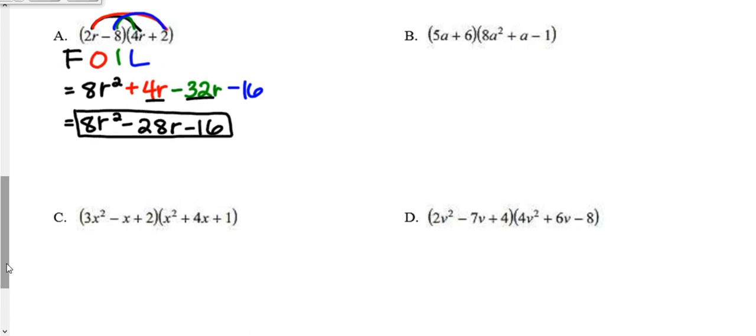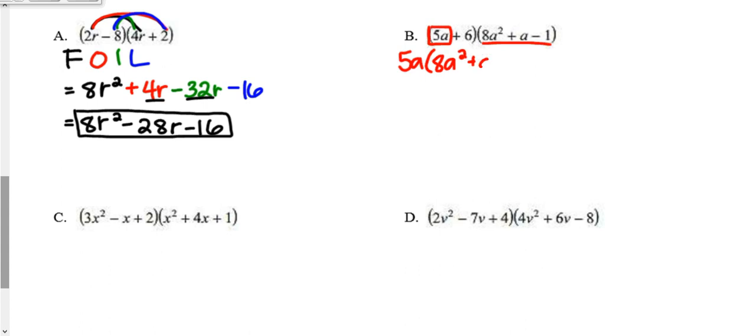So that FOIL trick only works when you are distributing 2 to 2. So it's like a 2 times 2 situation. So on B, C, and D, we can't use that. It'll mess us up in our process. So what I like to do when it's not a FOIL situation is I take this first value in the first set of parentheses and I multiply it times everything in the second set.